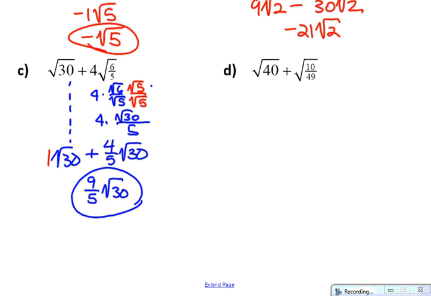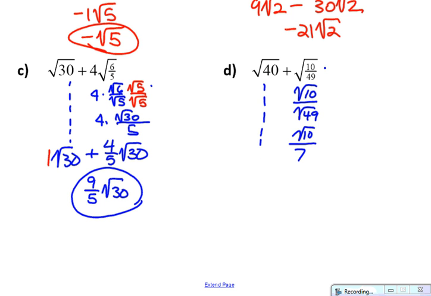All right, D. Same situation, a little bit different. We're going to need to simplify this second radical here. However, this time, when we simplify it, the square root of 10 over the square root of 49, the square root of 49 is 7. So I have the square root of 10 over 7.